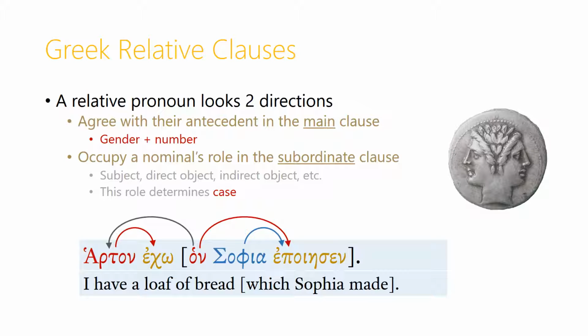So here, the arton and the hon happen to be in the same case, accusative, but not because arton determines it, but because hon, the relative pronoun, is itself acting as the direct object of epoiesin.